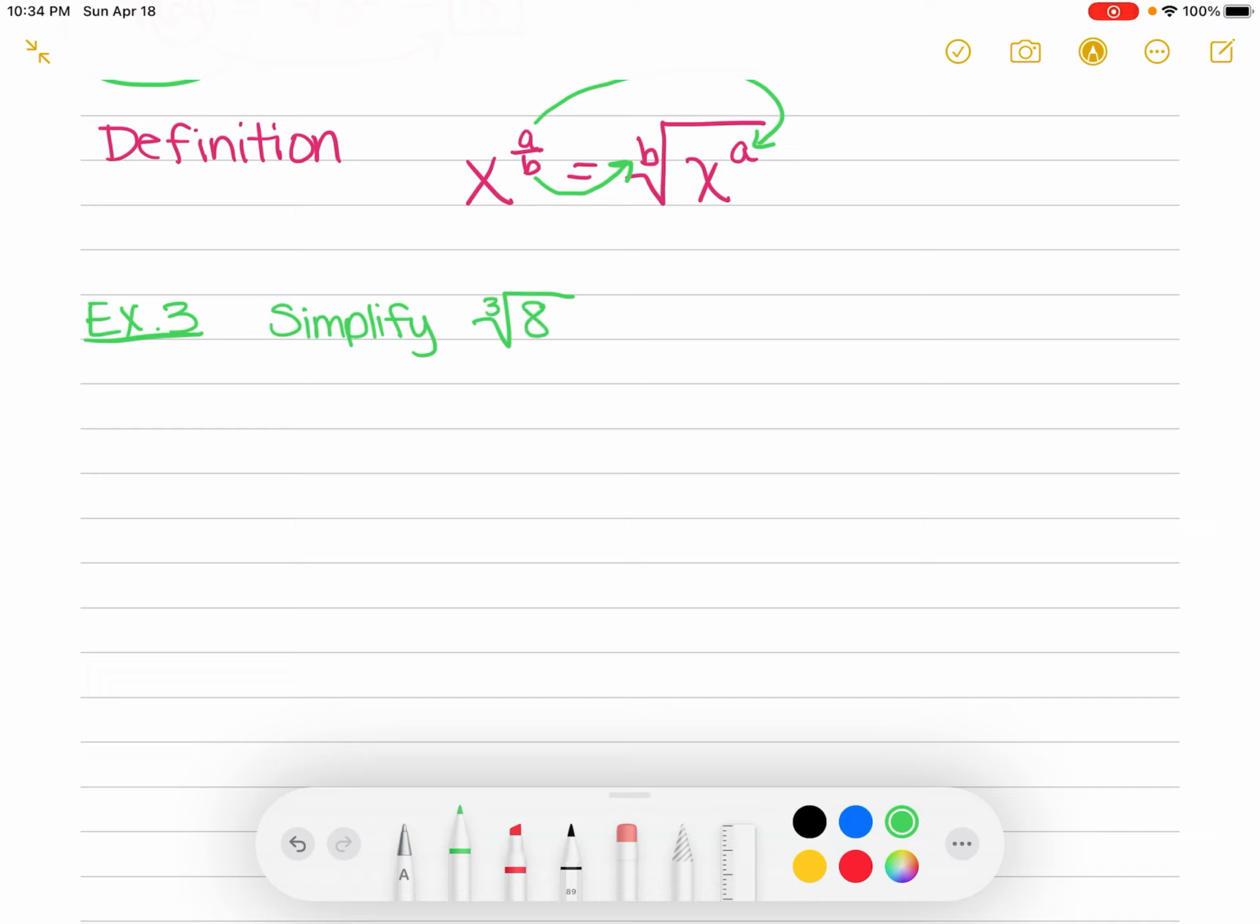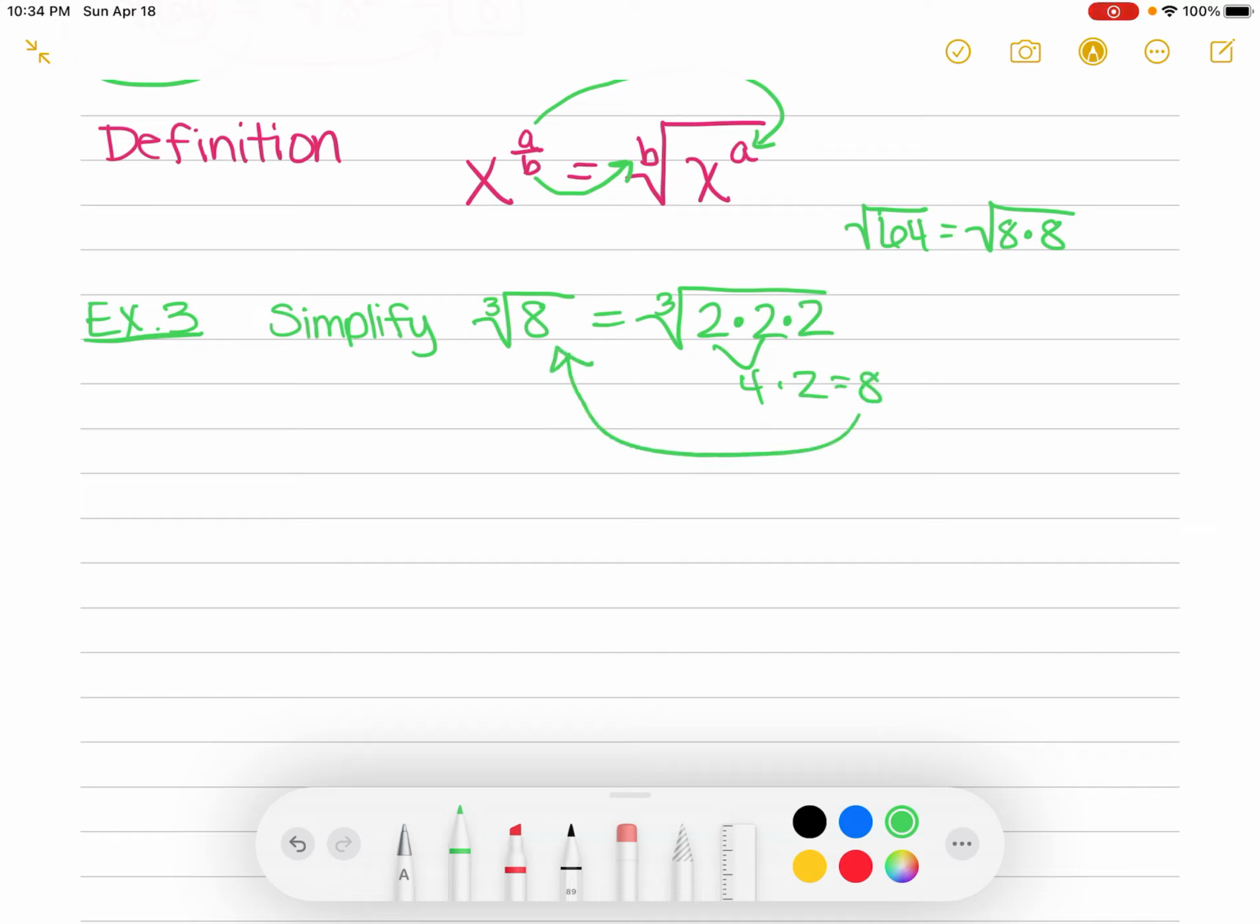Okay, so the cube root of 8. When it says cube root, it's like you're looking for a cube inside of that root sign. So when we did the square root of 64, we were looking for 8 times 8, right? But if we're looking for a cube root, so the cube root of 8, we're looking for something where we can write it 3 times. So that would be 2 times 2 times 2, right? Because 2 times 2 is 4, times the other 2 is 8. You see how I got that 8 that's inside of there?